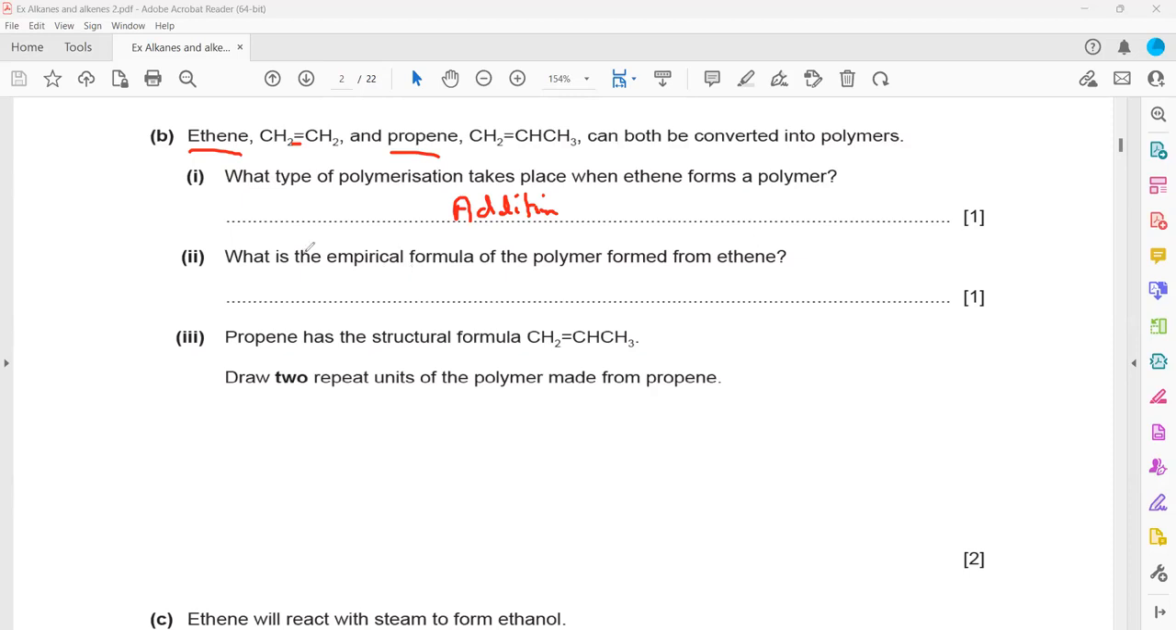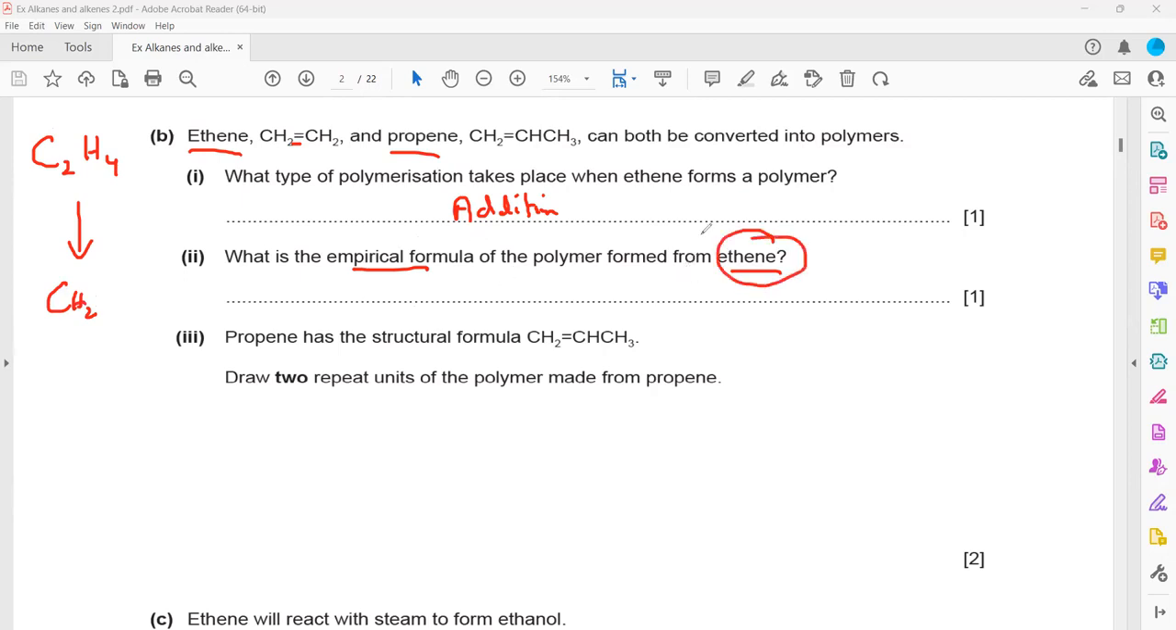Then the second part, what is the empirical formula of a polymer formed from ethene? So the polymer and the monomer both have the same empirical formula. What is the formula for ethene? Eth means 2 carbon and 4 hydrogen. That is a molecular formula. What is the simplest ratio between C2 and H4? CH2. So remember, any polymer is formed, irrespective of ethene.